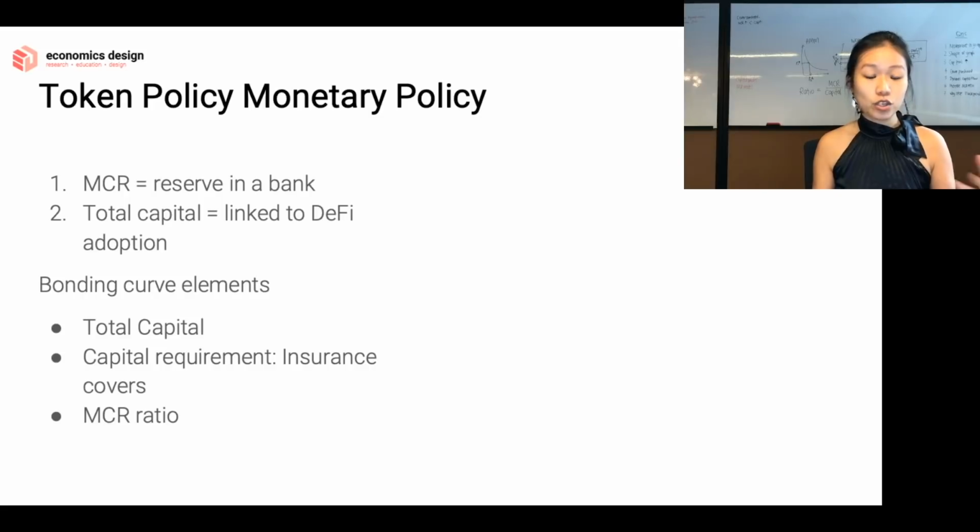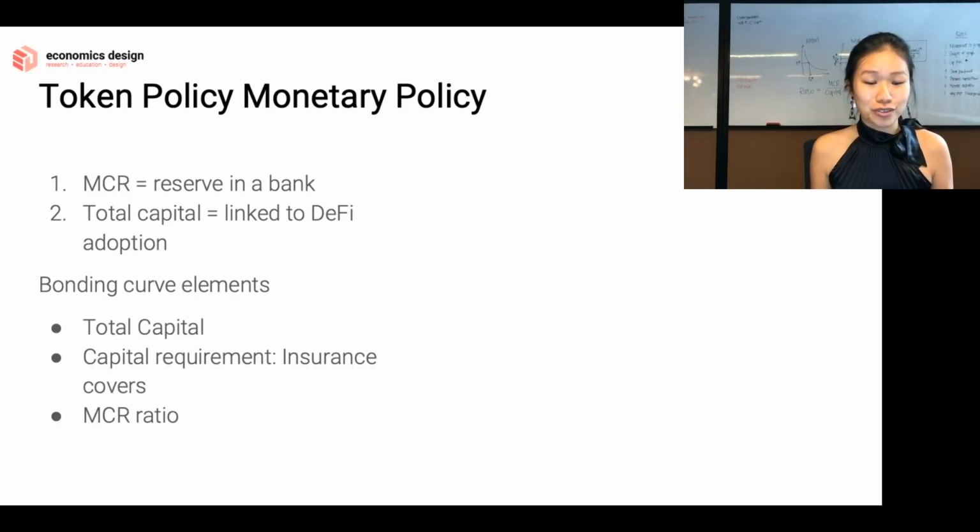The second part is the total capital, or the capital pool. Just now we talked about market design and how NXM is quite related to DeFi market growth. You can think of the increase in total capital as the increase in DeFi market adoption, DeFi protocol adoption. As more DeFi protocols are adopted, you can argue there's a correlation to an increase in the total capital. So these are the two variables involved in this model.